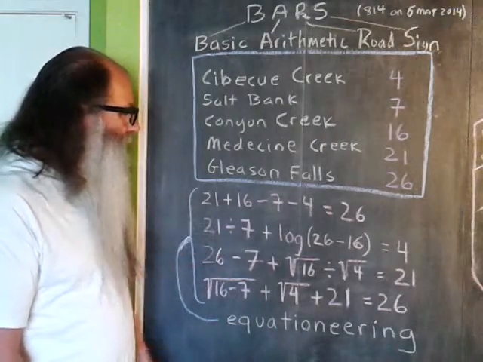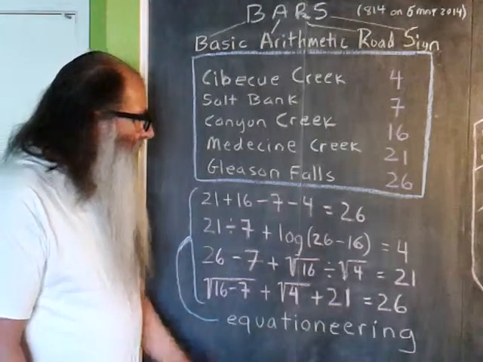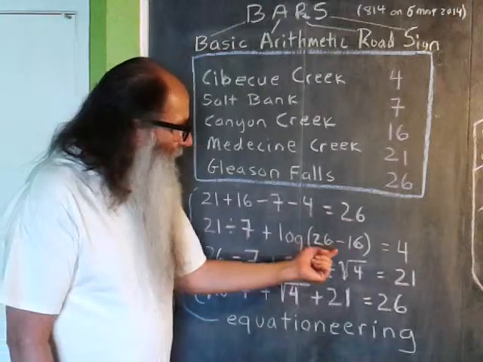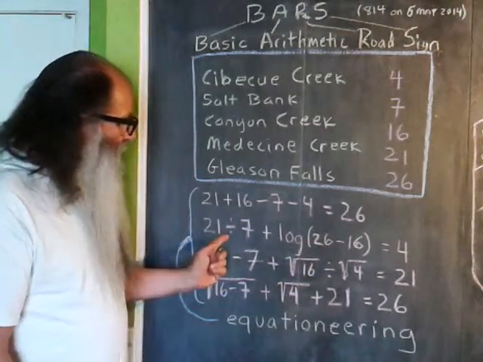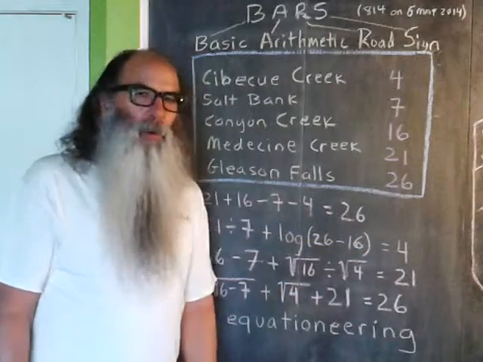Here's another equation. 21 divided by 7 is 3. If we take the log of this difference, we get the log of 10, and the common log of 10 is 1. 3 plus 1 is 4.